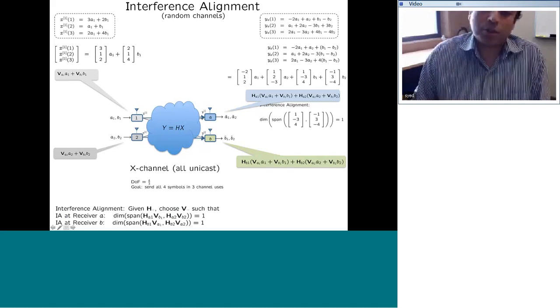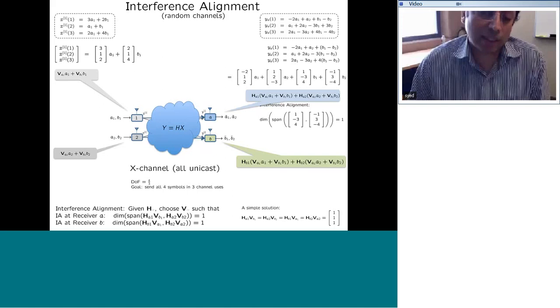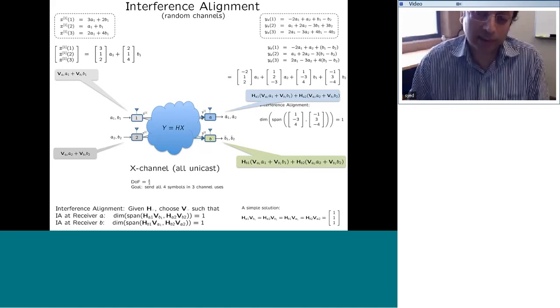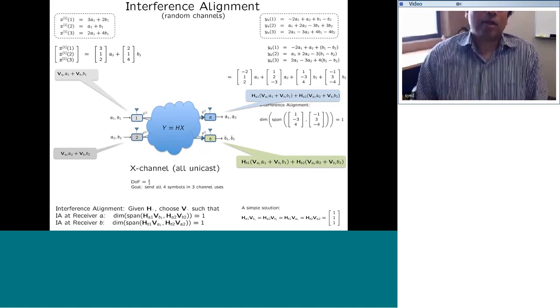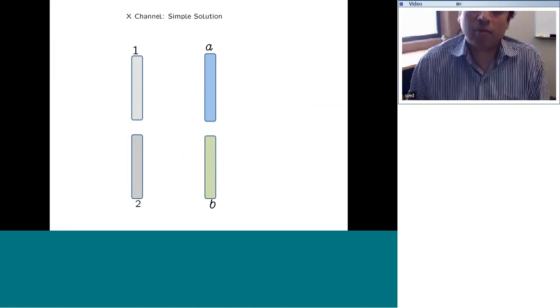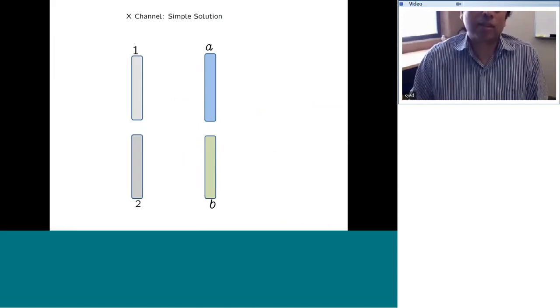So how easy is it to solve that kind of problem? Well, in this case, it's very easy. The X channel happens to be one of the easiest cases. For example, there are many solutions. One simple solution could be that you could choose any vector. In this case, we chose the vector 1, 1, 1, and we would make all the undesired vectors equal to 1, 1, 1. That would be one way of achieving alignment. So in the next slide here, I will just show you explicitly what that solution looks like.